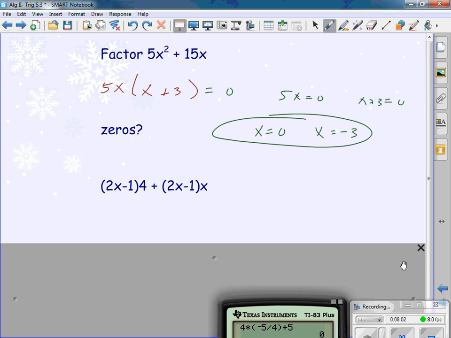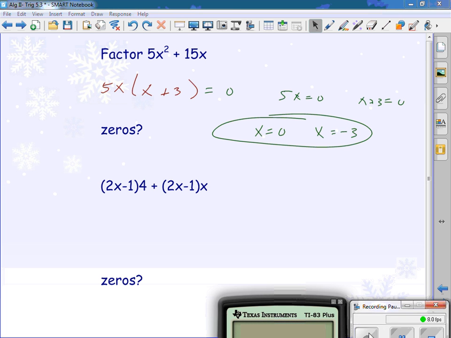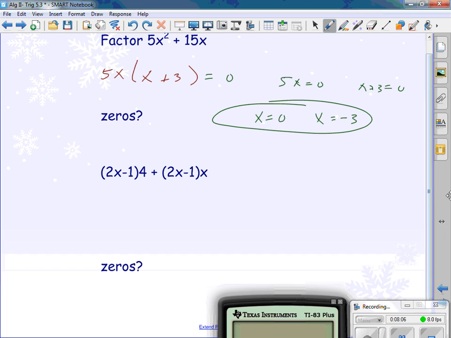Let's try this one. First thing you notice about this problem, these are the same, right? When they are identical, I can pull out that identical piece. 2x minus 1. That's that parenthesis. If I get rid of it here, what am I left with? 4. If I get rid of it here, so plus x. That's what it looks like factored.